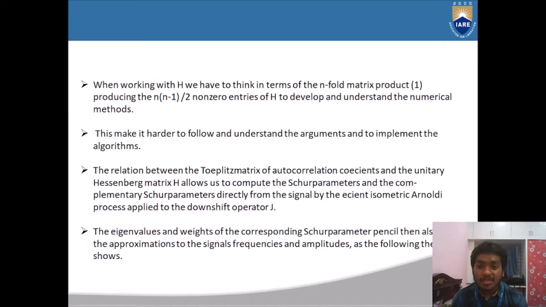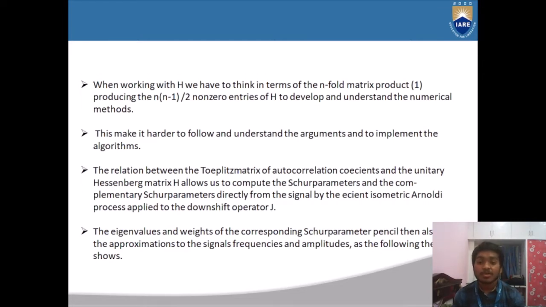When working with H, we have to think in terms of the n-fold matrix product, producing n(n−1)/2 non-zero entries of H, to develop and understand the numerical methods. This makes it harder to follow and understand the arguments and to implement the algorithms.